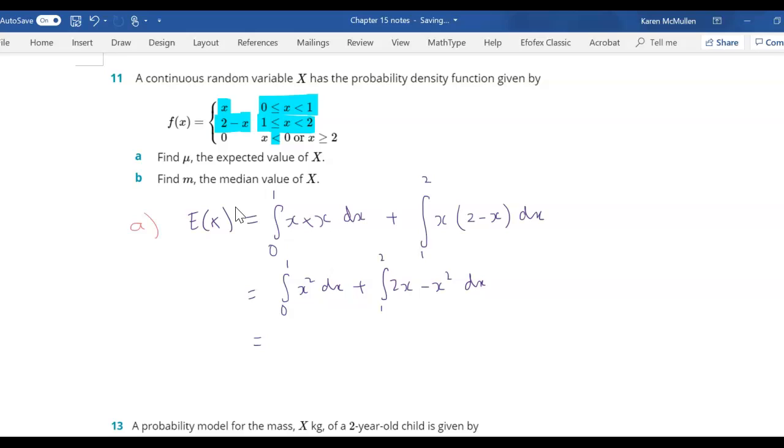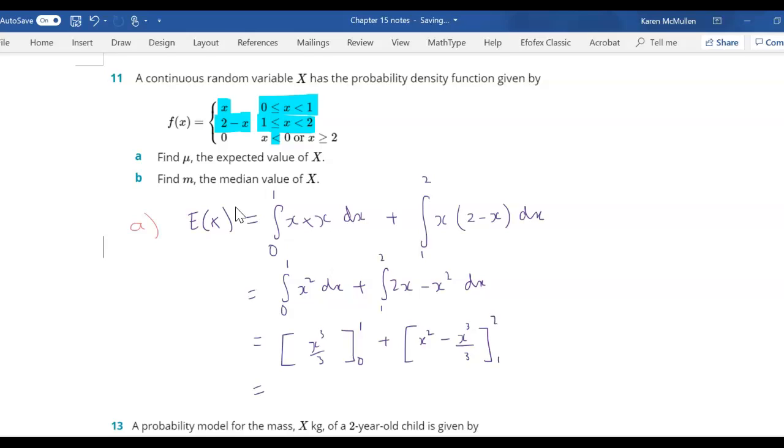All right, so let's just solve this. So the first one, x squared, the antiderivative is x cubed on 3. I'm going from 0 to 1 plus 2x becomes just x squared. And then x squared becomes x cubed on 3. And we're going from 1 to 2.